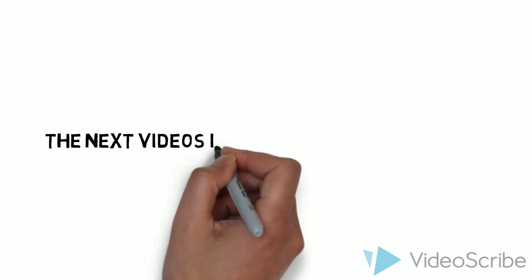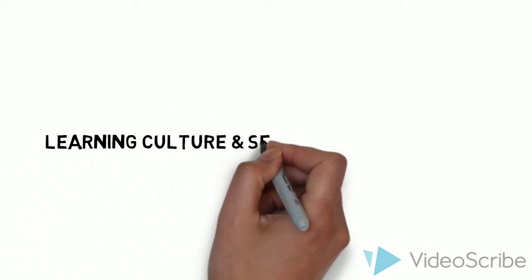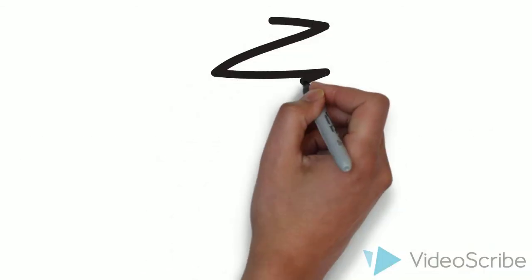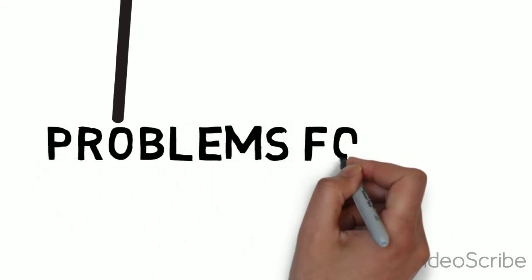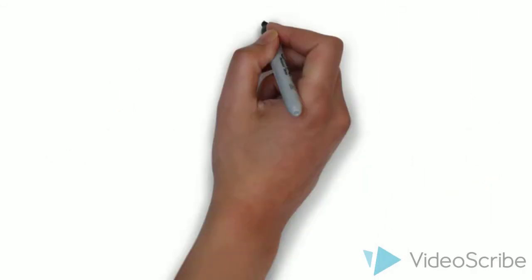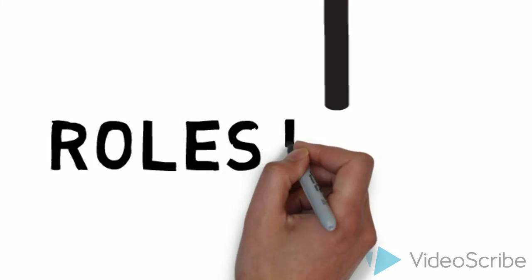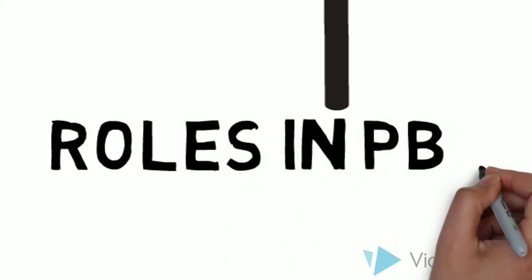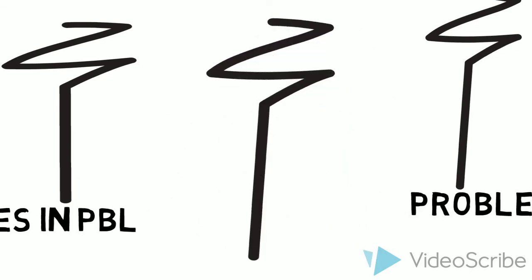As a facilitator, your job is to create an environment to encourage people to work together and be self-motivated to solving a problem. The next videos will explain how to develop a learning culture and self-directed learners, identifying suitable problems for problem-based learning, defining the different roles in the problem-based learning process, and how to support this problem-based learning process.